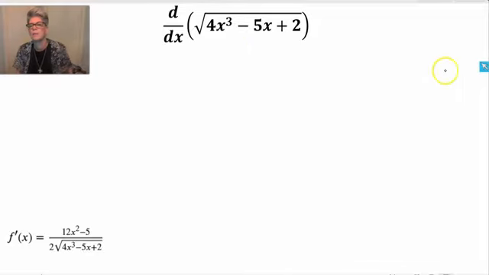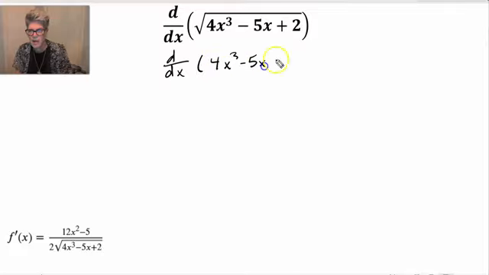Now, the first thing I'm going to do is rewrite that square root as a 1/2 power. Of course, if you have a square root of something, it's the same as writing it to the 1/2 power. So that's what I'm going to do first of all. So I want to take the derivative of that. And then I'm going to apply the power rule with the chain rule, the extended power rule, to this.